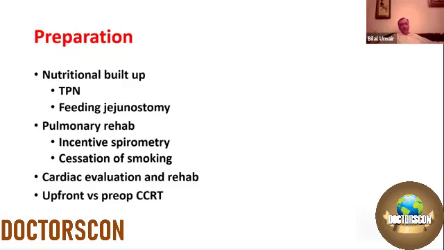So those who would not require much preparation would be prepared on a TPN or feeding jejunostomy for 2 to 3 weeks. We don't really get them fat, but the negative nitrogen balance converts to a positive nitrogen balance, and that would be more appropriate if you're taking such a big surgery. Special emphasis on pulmonary rehabilitation, detailed counseling, repeated hammering to them, giving them spirometry and everything, making sure that this patient does not go into respiratory complication, which actually is the major morbidity of this procedure, and cardiac evaluation.